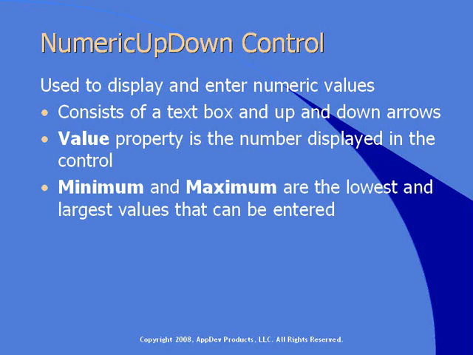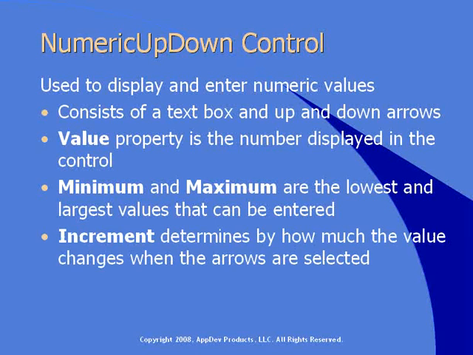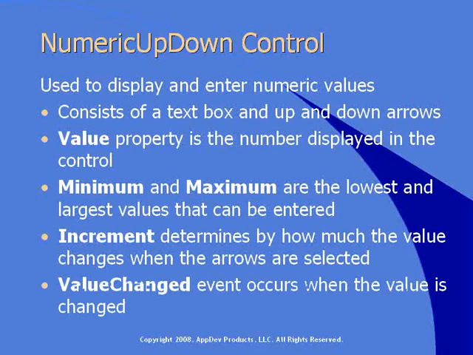You can use the minimum and maximum properties to control the lowest and largest values that can be entered in the control. The increment property lets you control how much the value changes when the arrows are selected. So if you set this to 10, clicking on the up arrow increases the value in the text box by 10. And then the value changed event occurs when the value is changed. So let's see a demo of using the link label and the numeric up-down control on a form.